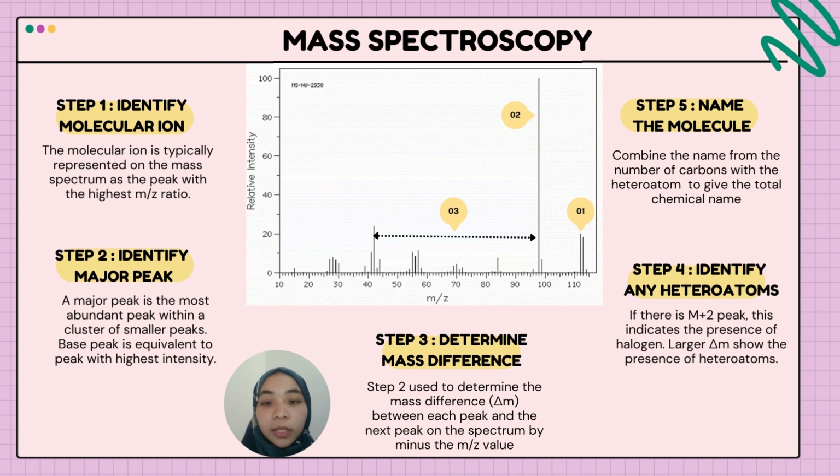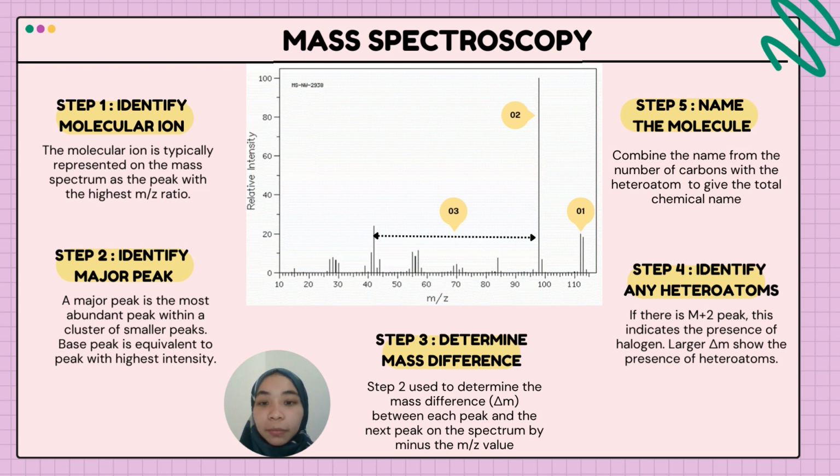And step 4, we need to identify any heteroatoms. If there is an M+2 peak, this indicates the presence of a halogen. A larger mass difference shows the presence of heteroatoms. From our spectrum, there is no M+2 peak, so there is no halogen in this compound. The larger mass difference occurs because the compound lost a cyclic fragment due to fragmentation, while the 15 mass difference indicates the presence of a nitrogen atom.